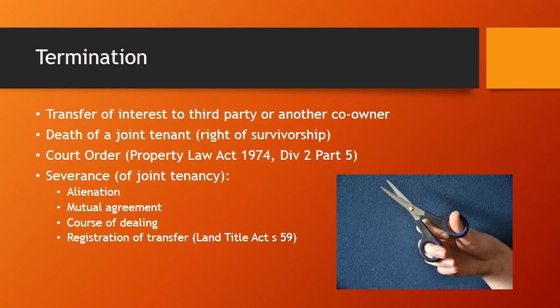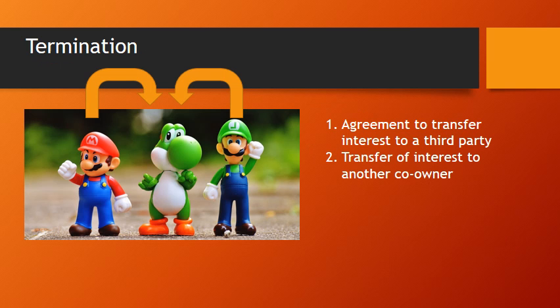Right, and in cases of severing the actual joint tenancy, that is turning the joint tenancy into a tenancy in common, there are four ways in which that can be done. So here's that situation of termination of a co-ownership I was talking about, where there's an agreement by all co-owners to transfer their communal interest to a third party. That will basically destroy the co-ownership arrangement.